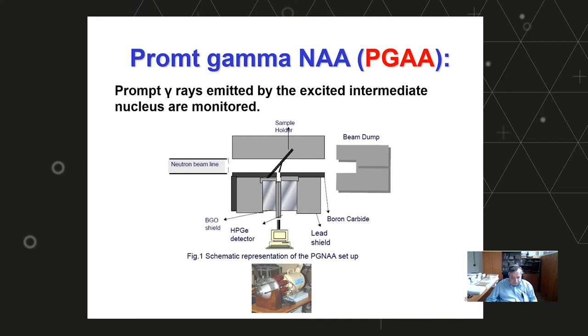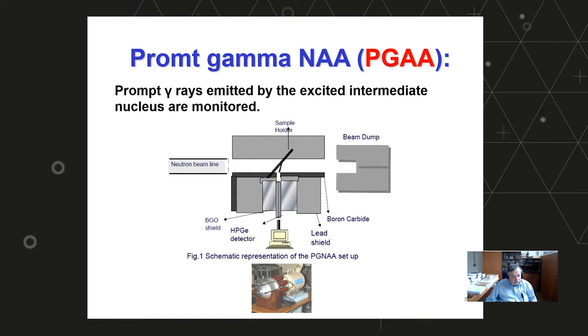So just to briefly show you the principle of prompt gamma neutron activation analysis. In this case, we have to extract neutrons from the reactor, so we need to have a neutron beam. And we expose our sample directly to the beam, and we do the measurement simultaneously while irradiating the sample.